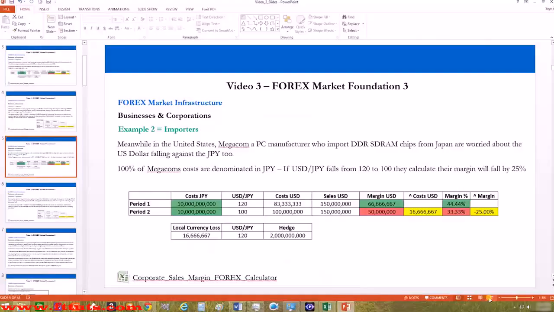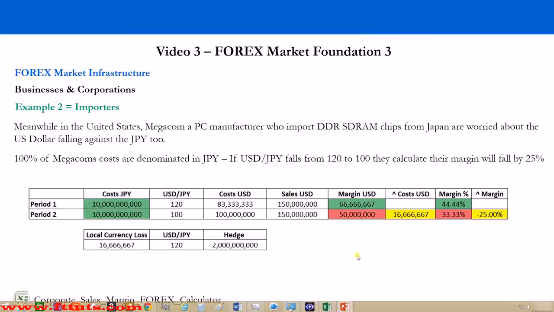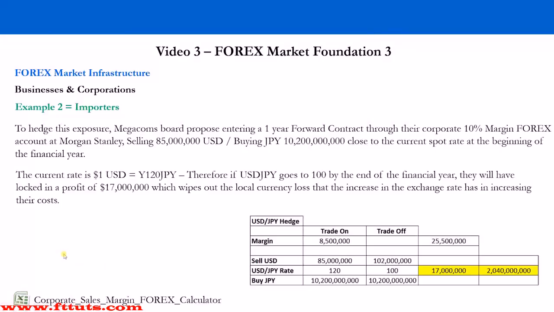Let's go back to the presentation. So to hedge the exposure, the board might propose entering a 1-year forward contract and do it in the same way with an investment bank through a corporate account, a 10% corporate margin Forex account, let's say at Morgan Stanley. And what they're going to have to do is sell 85 million US dollars to buy 10.2 billion Japanese yen, and do this close to the current spot rate at the beginning of the financial year. So the current rate is 120, and if the US dollar goes to 100, what they will have done by doing this transaction is hedge out the entire loss for the year and the entire hit in their margin.